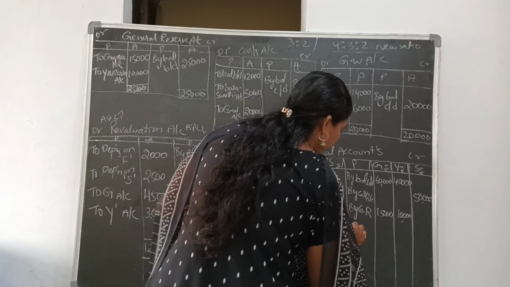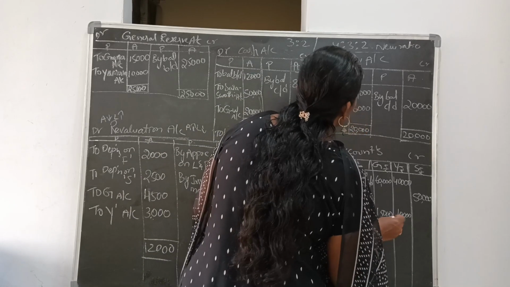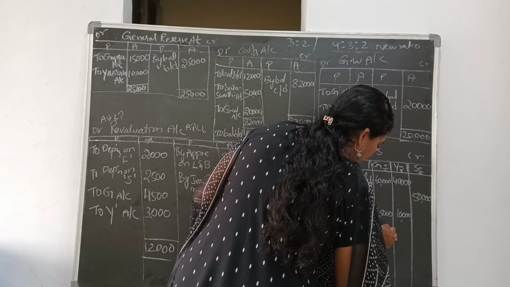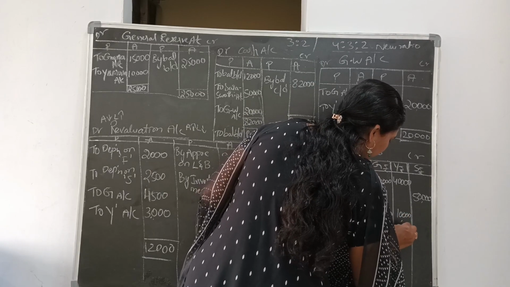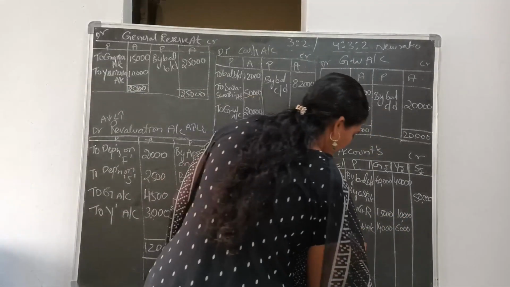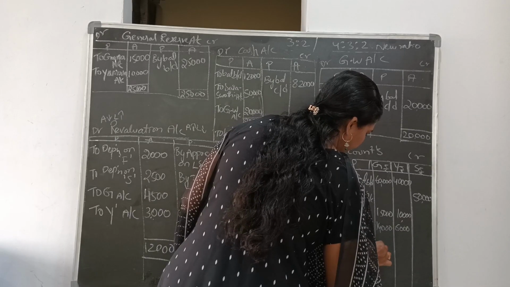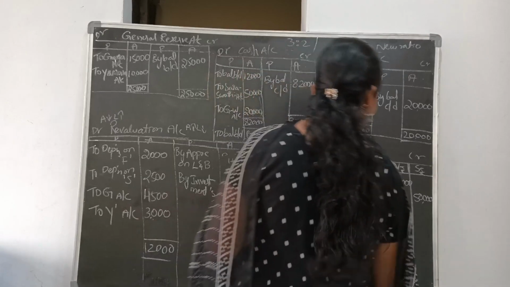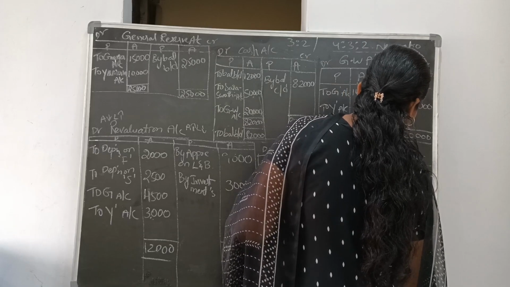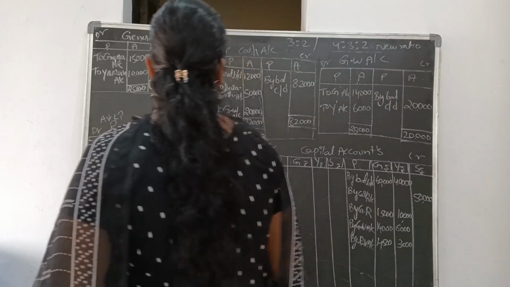Then goodwill. Then write down by goodwill account. What is the amount of goodwill? 14,000 and 6,000 is the goodwill amount. Next, revaluation. Coming to revaluation account, revaluation profit. What is the amount? 4,500 and 3,000 is the revaluation profit.